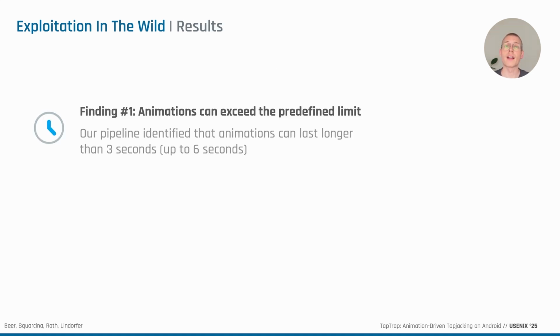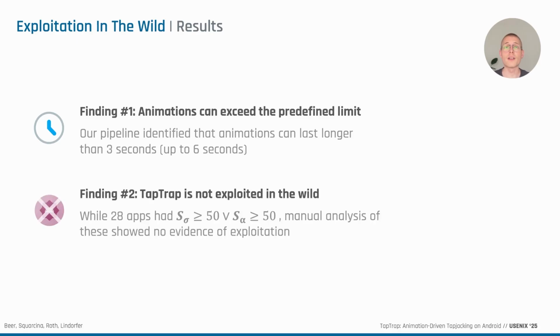The first finding of our analysis was that animations can actually exceed the duration limit of 3 seconds. This is because of a bug in the implementation of the duration limit. While this is not a requirement for TapTrap to work, it increases the attack window and therefore makes the attack easier to carry out. Our second finding was that TapTrap is not exploited in the wild. We found that 28 apps had a scale score or an opacity score of at least 50, and we then manually analyzed these apps, and based on our manual analysis, did not find any malicious TapTrap behavior.